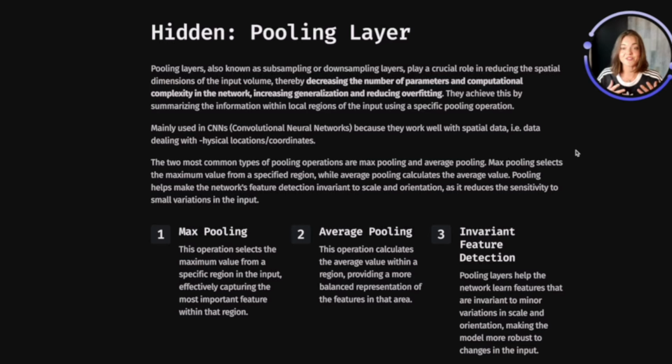So what pooling layers do is they summarize the information within local regions of the input using a specific pooling operation. So we have max pooling, average pooling, and it helps with learning features that are invariant to minor variations in scale and orientation. So if you were to change the orientation, it again increases the generalization of this model and just makes it a little bit more broad, less fine-tuned, less high dimensional.